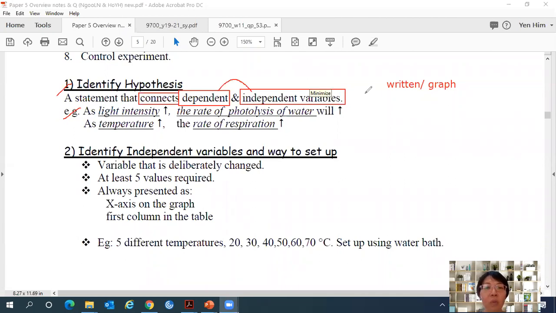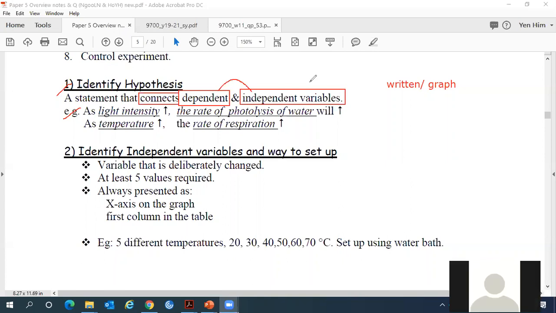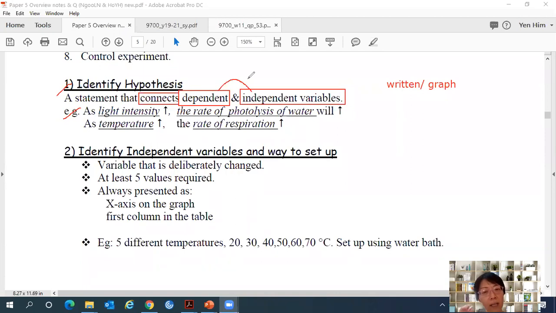Tammy? So what is the dependent variable here? The rate of photolysis of water. Fantastic. All of you are on your way to score A star already. Very good. Okay. So you got your independent variable, you got your dependent variable. So tell me, what is the information that connects between this independent variable and dependent variable? Aidan Hall? Light intensity increase, rate of photolysis of water increase.